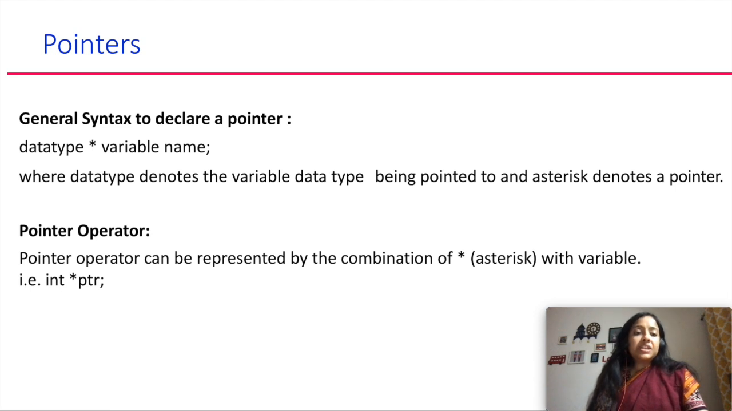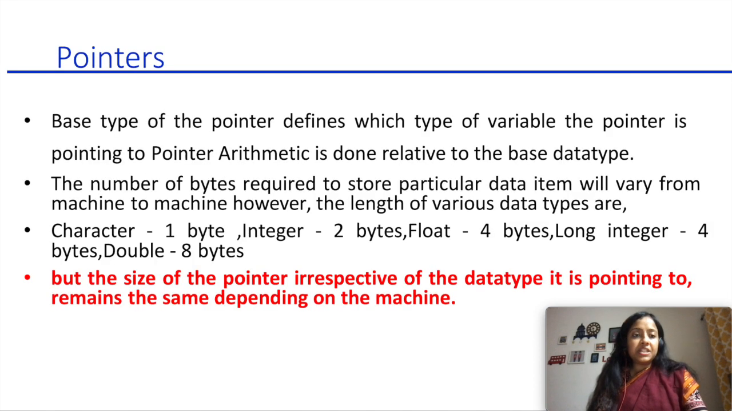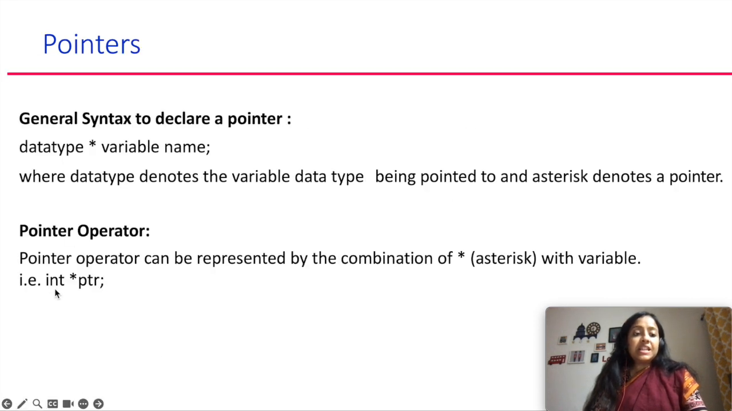The general syntax to declare a pointer is data type star variable name, where data type denotes the data type of the variable being pointed to and asterisk denotes a pointer. The pointer operator can be represented by a combination of star, that is asterisk, with a variable, like in star ptr. The base type of the pointer defines which type of variable the pointer is pointing to. That means if we are writing int star ptr here, it means that ptr is a pointer variable which will point towards an integer data type variable.